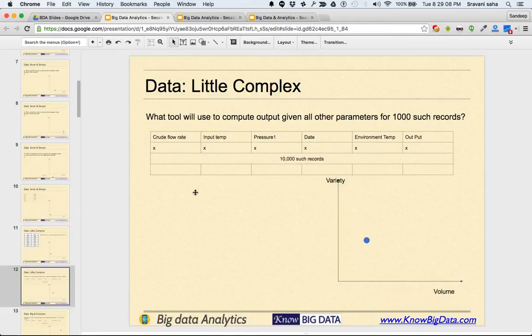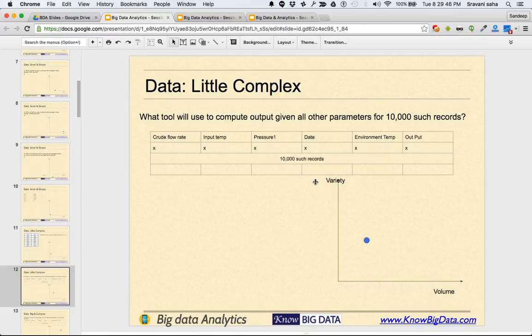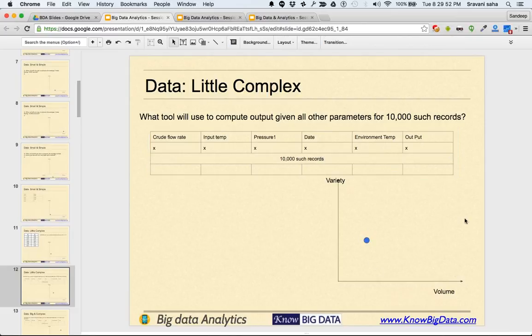And although at this point of time, when we talk about these kinds of complex problems, the role of a data scientist and a data analyst kind of overlaps. So when you are given these kinds of values, what tool are you going to use? You can see that now the variety has increased, though the volume is still small. Given 10,000 such records, what tool are you going to use to predict the output given these values? What is it that you're going to use? Yes?